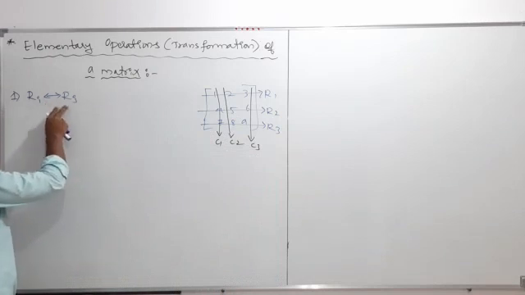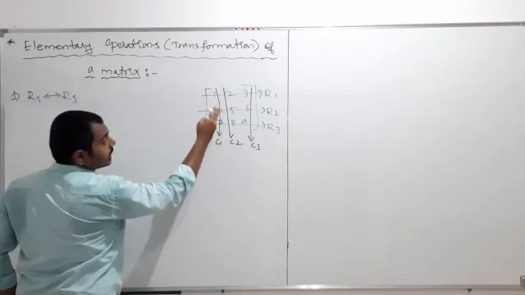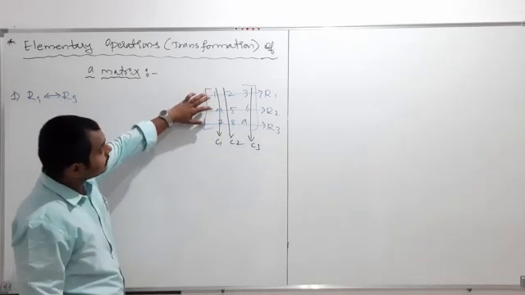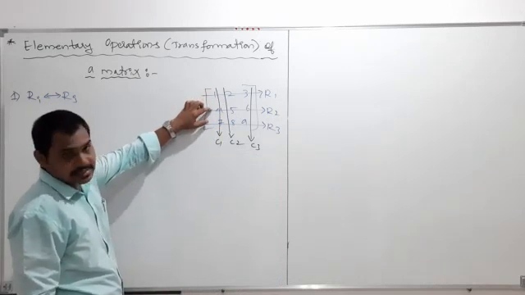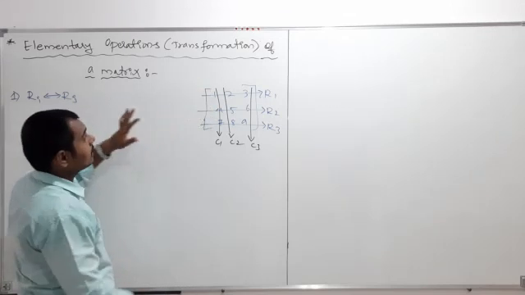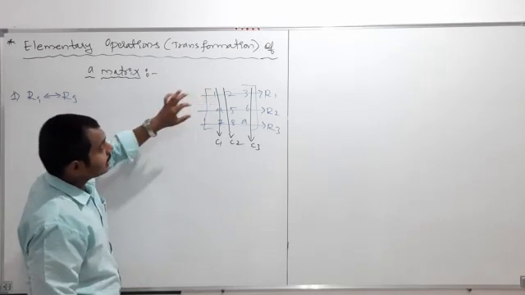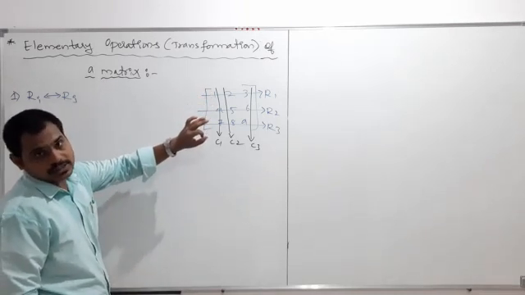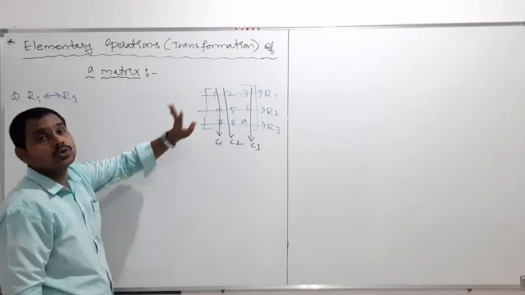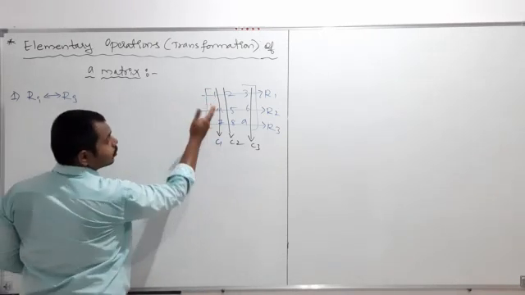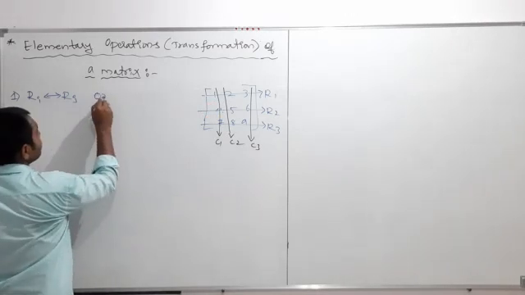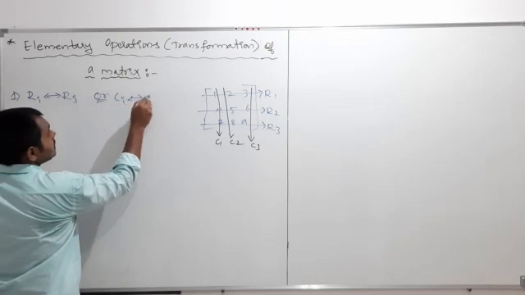You can interchange any rows. Either you can write this row first and this row second, or this row last and this row here. It means that you can interchange any two rows, my dear students. Nothing will happen to this matrix. You can interchange any two rows. Clear? Or, my dear students, you can interchange any columns also.